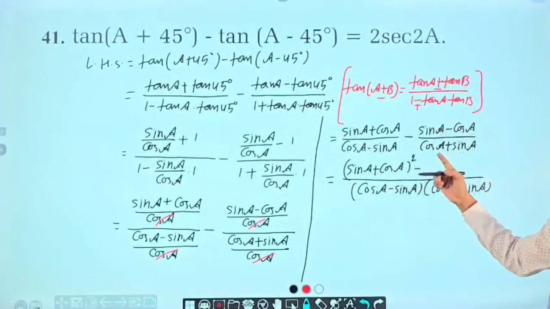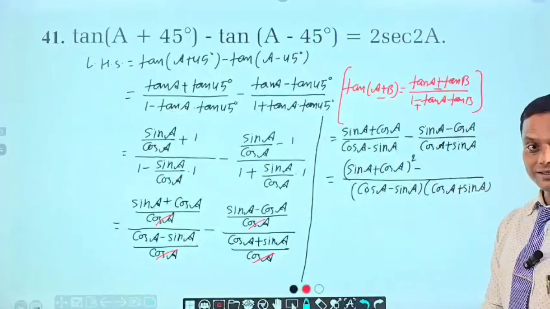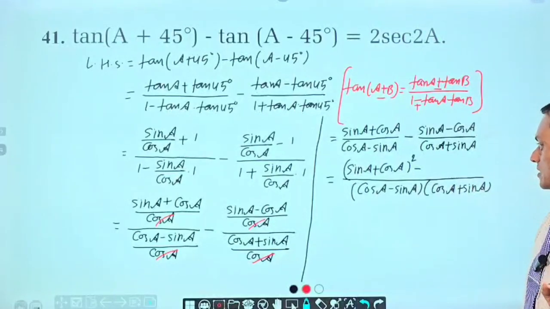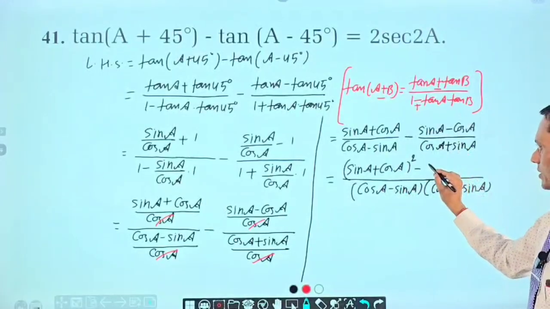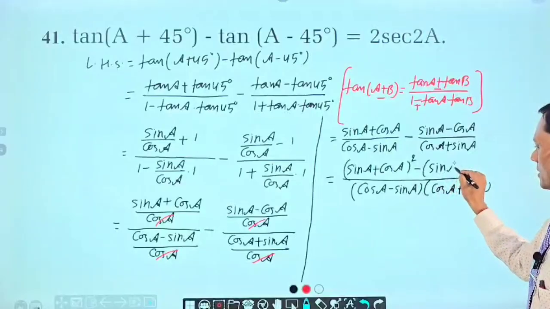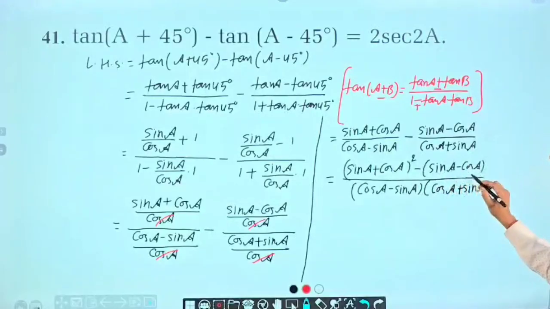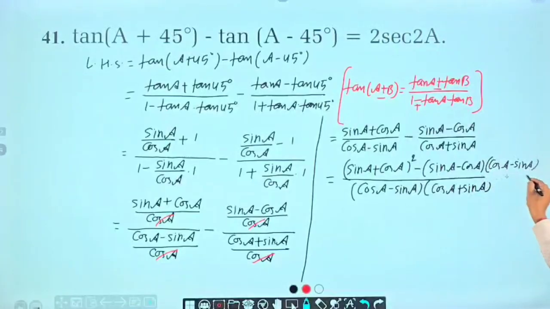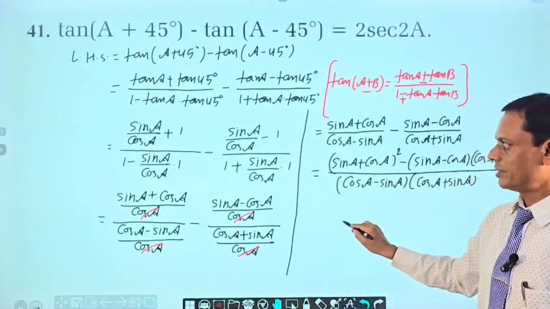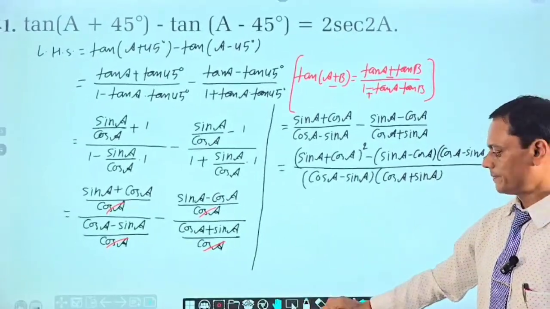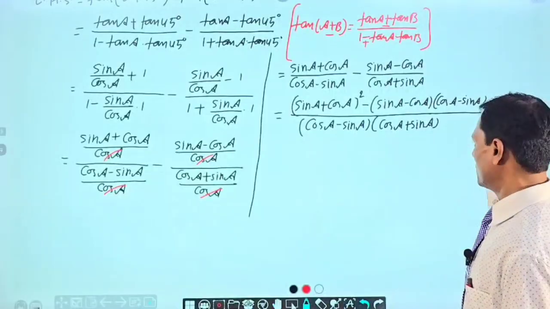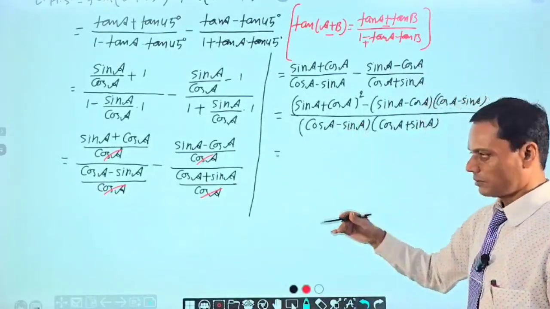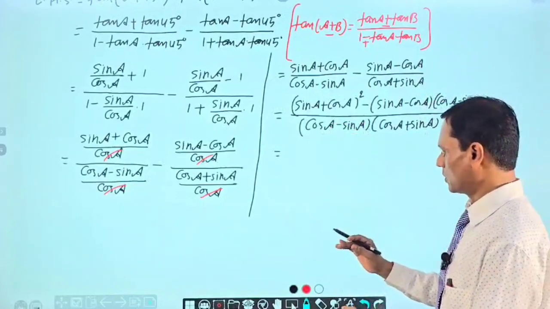So sin A minus cos A, and there is cos A minus sin A. It's correct. Remember now, we need cos A minus sin A, right? So we write here sin A minus cos A, and here is cos A minus sin A. Look here. Just see carefully here, nicely. Now here we apply the formula, after one line.